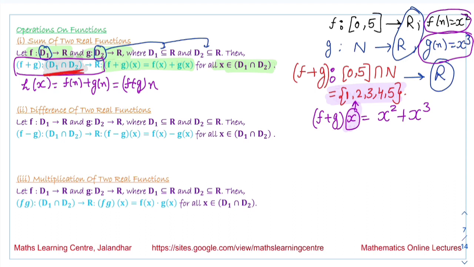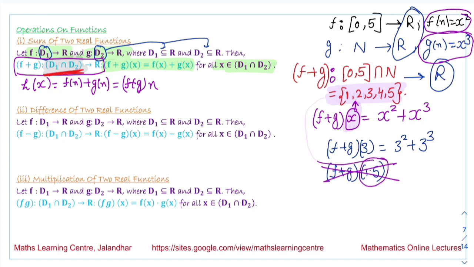So if we have to calculate the value of (f plus g)(3), in place of x we substitute this value, and the answer we get is 3 square plus 3 cube. If we have to calculate the value of (f plus g)(1.5), this is not possible, because 1.5 is not an element of the domain of the function f plus g.